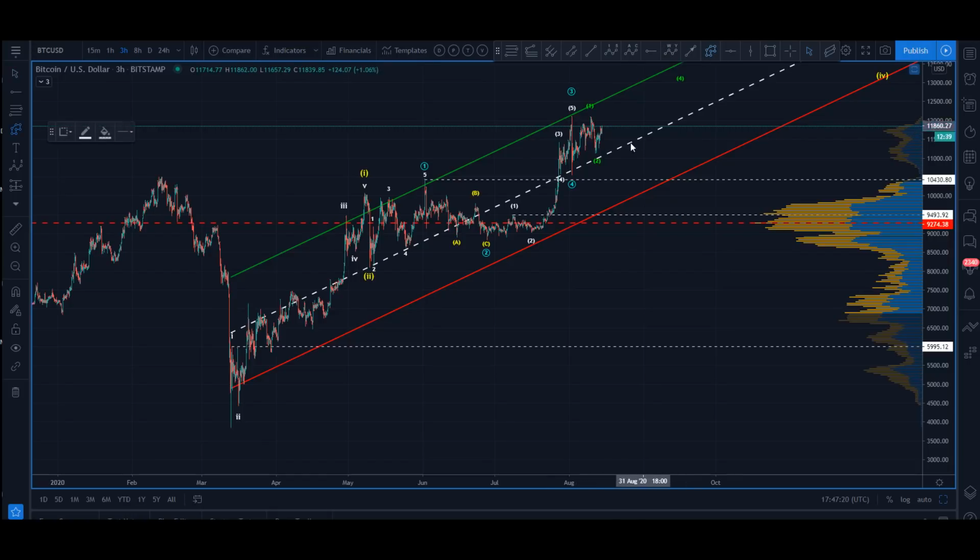My whole point here is if this breaks higher, well, now we've got to work backwards. We've got to think about where we are from the beginning, because this impulse here has to be accounted for somewhere.